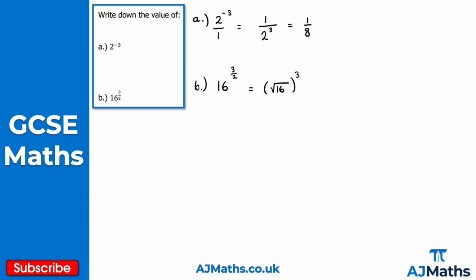In that case then, the square root of 16 is 4. What I get then is 4 cubed, and 4 cubed is 4 times 4 times 4. That would give us 64. And there we have it. So that's the solution to A, that's the solution to B, and that gives us the solution to question 2.